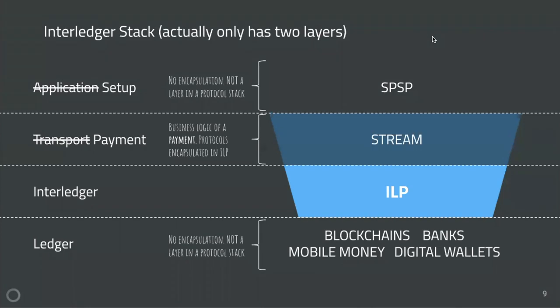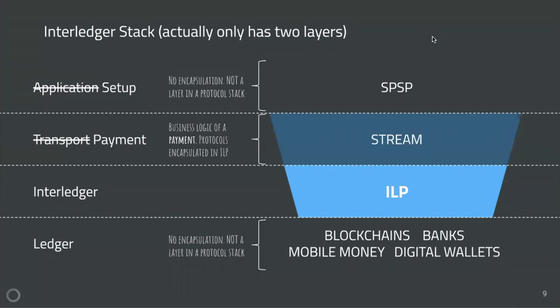The transport layer thing is a personal bugbear of mine, and I'm happy for us to keep calling it transport. All it does is cause a huge amount of confusion whenever I'm trying to explain this to people, because it's not really a transport. It's where we take ILP packets and combine them to form a payment. We complete some sort of commercial operation using one or more ILP packets that are exchanged.